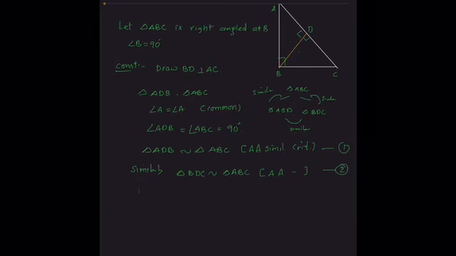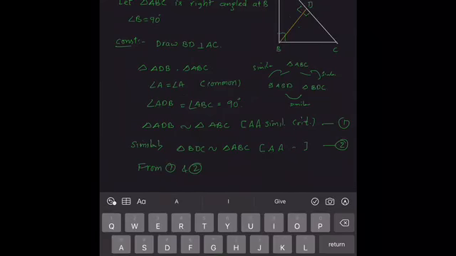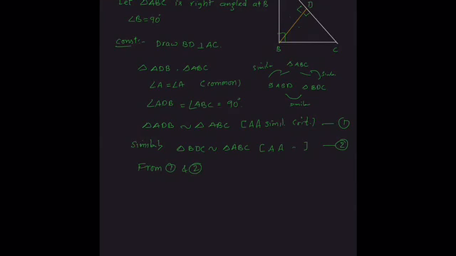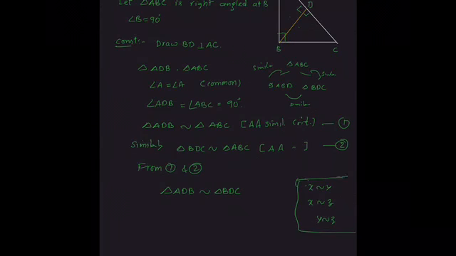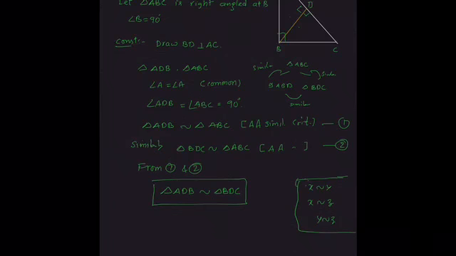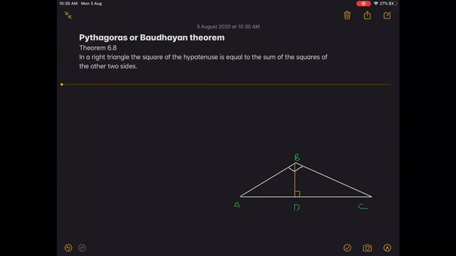Now from equation 1 and 2, if ADB is similar to ABC as well as BDC is also similar to ABC, then what can we write? ADB is similar to BDC. You might have studied this in similarity: if X is similar to Y and X is similar to Z, then Y is also similar to Z. We have studied it. Hope you understood it.